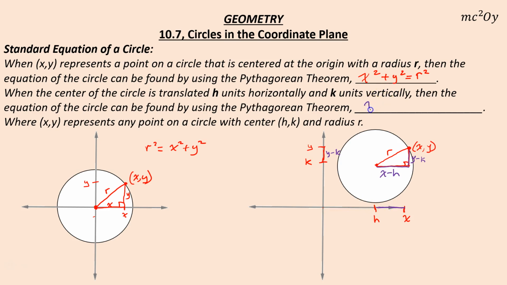So the equation of a circle really is (x minus h) squared plus (y minus k) squared is equal to r squared, still using the Pythagorean theorem. And that is the standard equation of a circle. Now, x squared plus y squared equals r squared is a nice shortcut if it's centered at the origin, because that just means h and k are 0. Otherwise, the center is at the ordered pair (h, k).